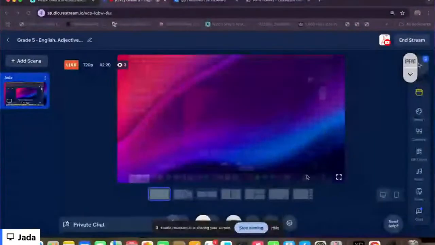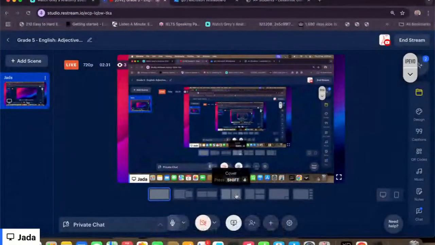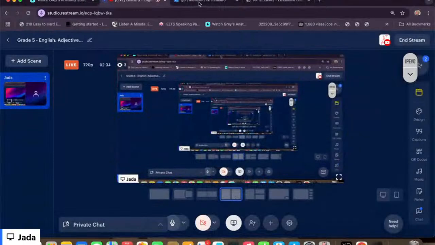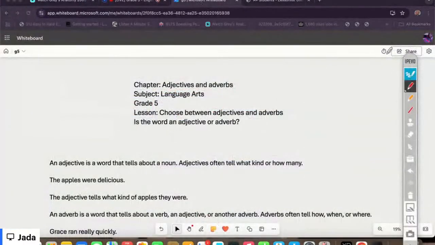So today our lesson is on adjectives and adverbs from grade 5. You have to log in using aplusstudent.com. Then you click on your name, Subject Language Arts, Grade 5. The chapter is adjectives and adverbs, and the lesson is choose between adjectives and adverbs, and is the word an adjective or an adverb?